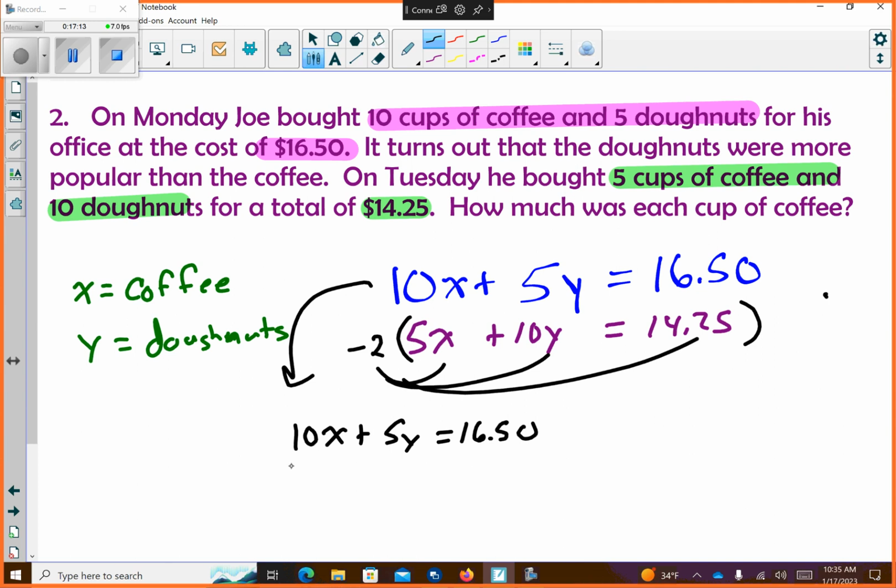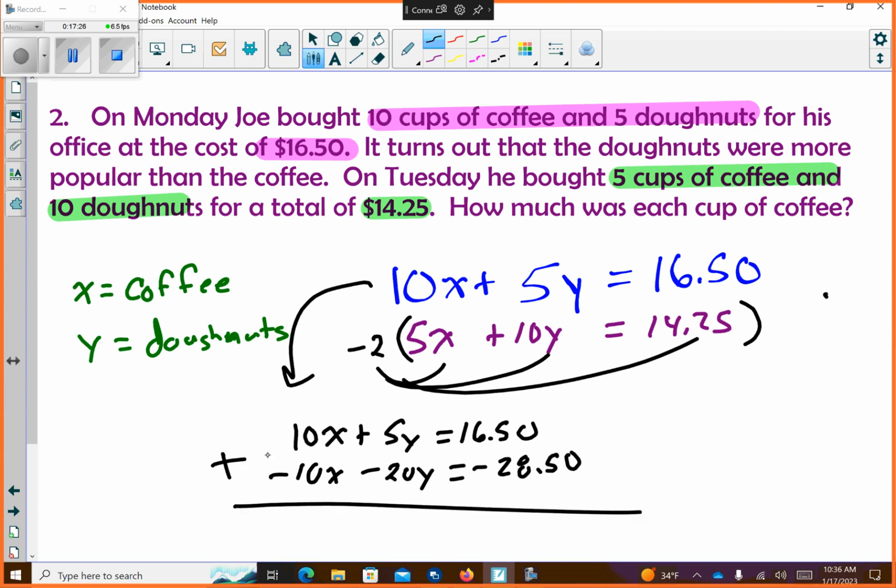And then our other one, we get -10x minus 20y is equal to -28.50. Friends, if I add those 2 black equations together, what letter goes bye-bye? X. Good. X is gone. So I get -15y equals, let's see, 28.50 minus 16.50. It's going to be a negative answer, right? Is that 0? That's 0. That's $12?